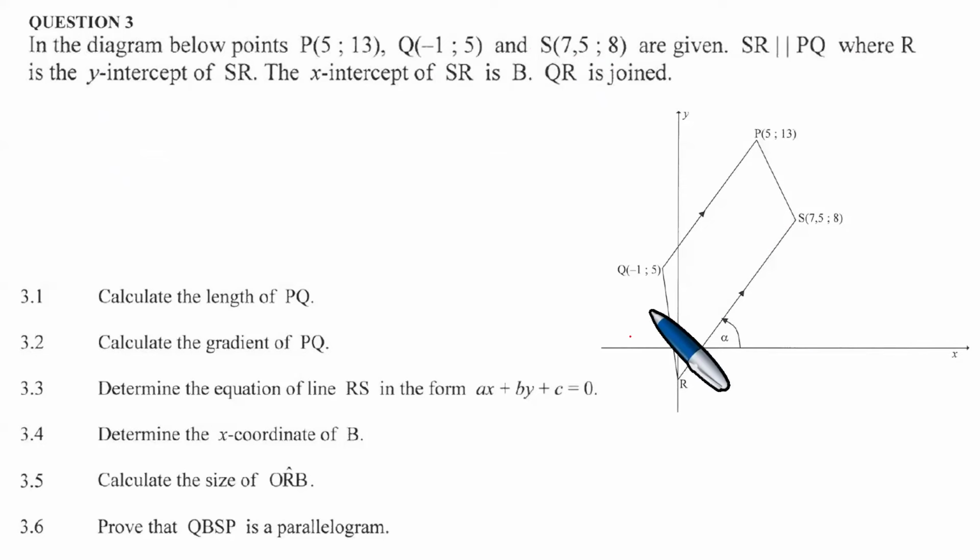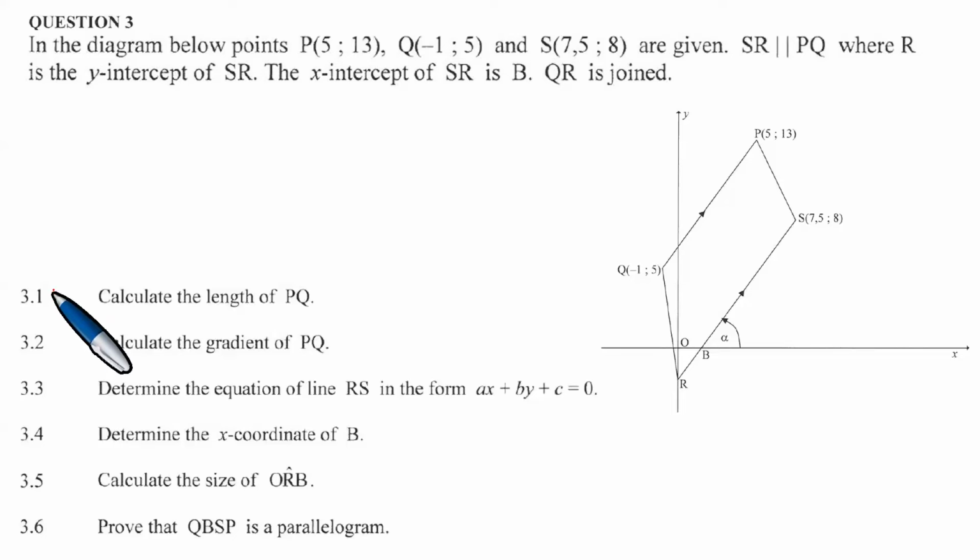SR is parallel to PQ, where R is the y-intercept of SR. Okay, so we can see clearly that R is there. Now the x-intercept of SR is B. You can see B there, and QR is joined. Calculate the length of PQ.